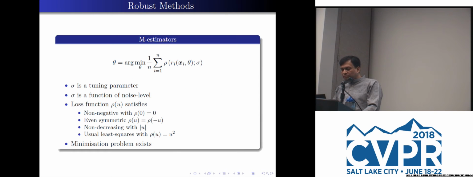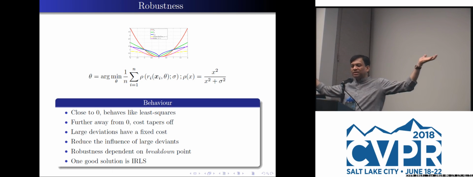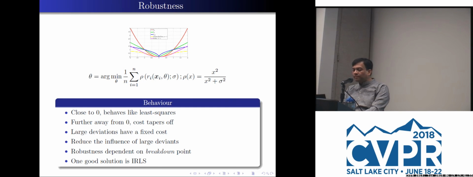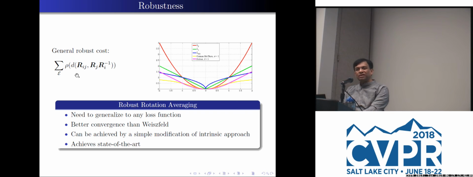Okay, so I've already talked about this. Essentially, you want to have a penalty function which behaves, for small deviations, in a least squares kind of fashion, but tapers off in a graceful fashion as you move further away from the origin 0. So we want to minimize this cost function. Let me go back. We want to minimize this cost function. The question is, how are we going to do it, right?